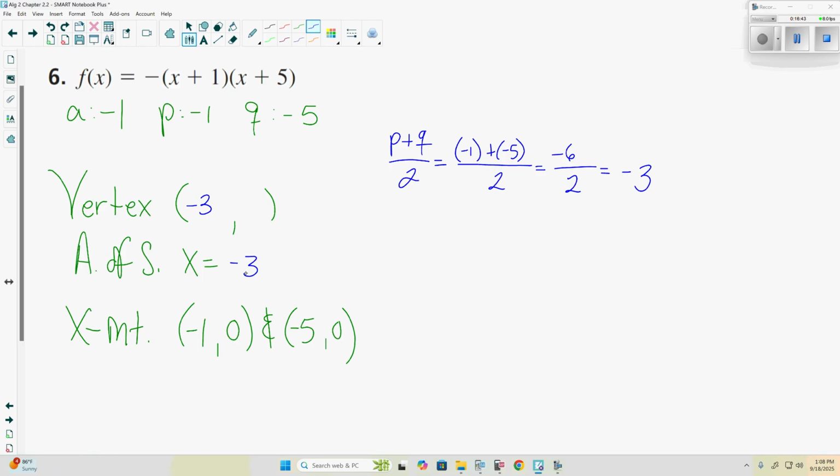Now we've got to plug it in. Negative 3 plus 1 times negative 3 plus 5. Negative 3 plus 1 is negative 2. Negative 3 plus 5 is 2. And we get the y value of 4. We feel comfortable with this here? Do we need to see another example of one of these? Nope.